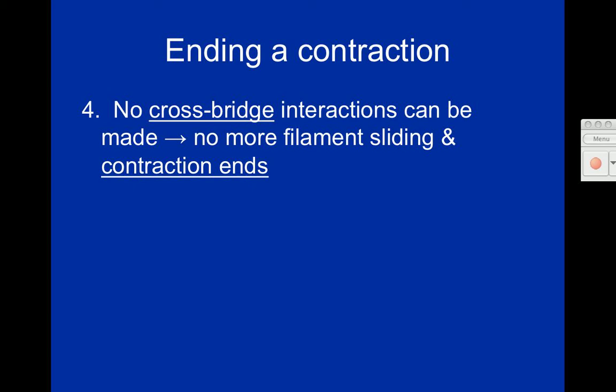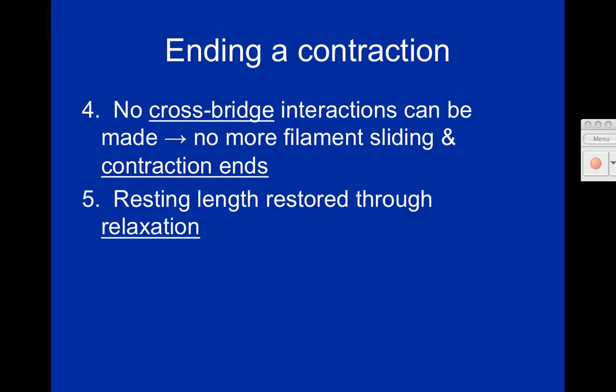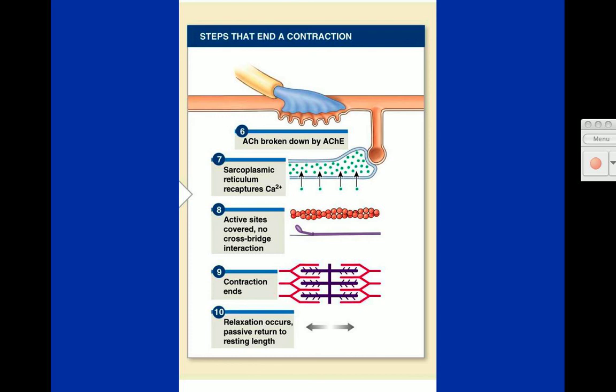Now, obviously, we can't leave our sarcomere contracted like that, so the thin filaments actually slide back outwards on their own, which is the process we call relaxation that restores the resting length. And you can see those steps here outlined on this diagram.